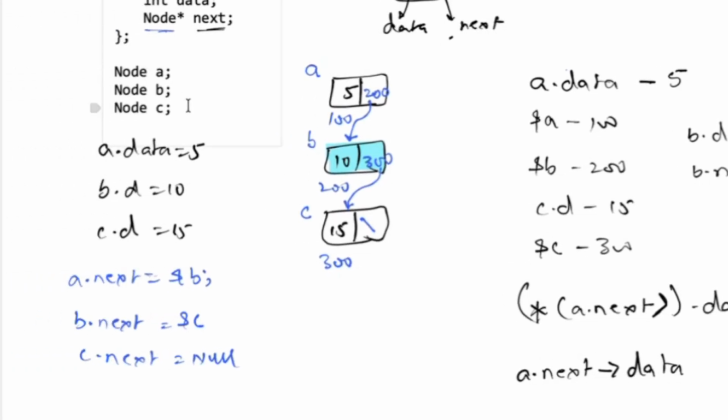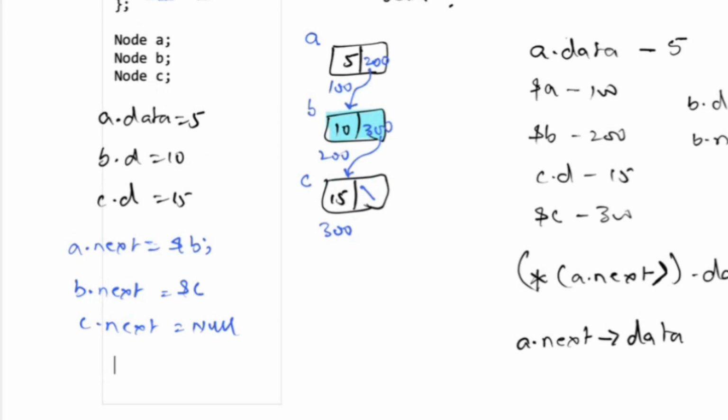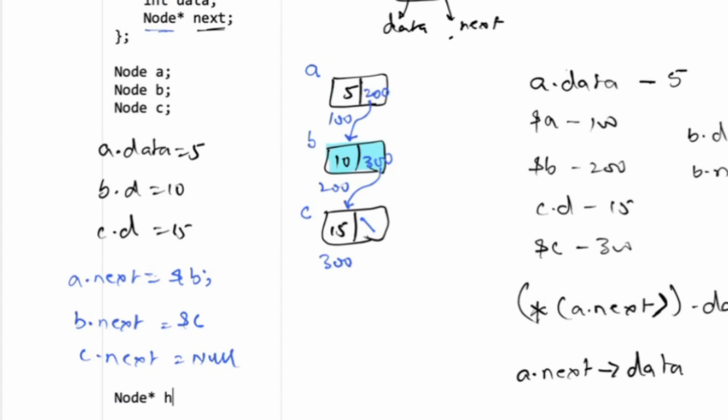Now let's say we have a node pointer. So we do not have a node, we have a node pointer, and the node pointer is h. If h is a node pointer, then it is only a pointer. It can only hold one address, and it can hold the address of a node only. Let's say node pointer h is equal to address of a. Then here we will have 100. What it means is that h is holding the address of a.